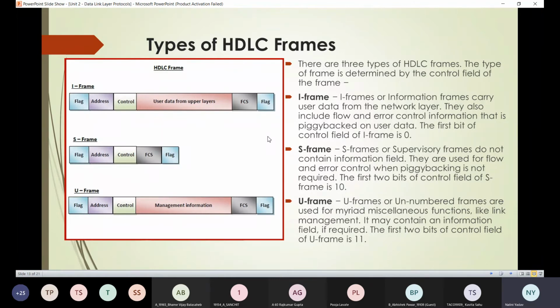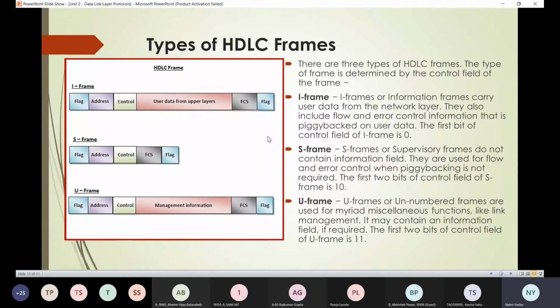The next is my supervisory frame, that is my S frame. So whenever the control field data is 1, 0, so first 2 bits of the control field are 1, 0, then it is my supervisory frame. Right? So it is used for flow and error control when piggybacking is not required. Fine. So that is where my supervisory frames are used.